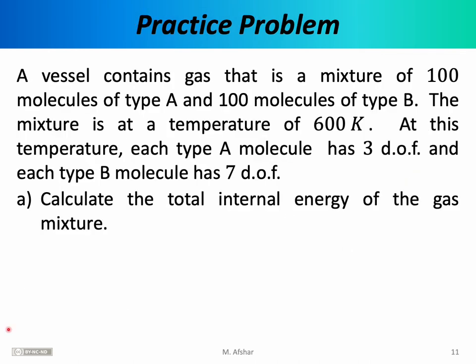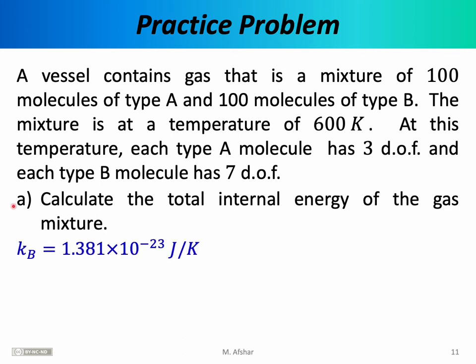Let's end this lecture with a practice problem using the equipartition theorem. A vessel contains gas that is a mixture of 100 molecules of type A and 100 molecules of type B. The mixture is at a temperature of 600 Kelvin. At this temperature, each type A molecule has 3 degrees of freedom and each type B molecule has 7 degrees of freedom. Although it's not going to be important for us, you can already guess that these type A molecules are probably just monatomic molecules because they have 3 degrees of freedom. And you can probably guess that these type B molecules are probably hot diatomic molecules because they have 7 degrees of freedom. For part A of this question, calculate the total internal energy of the gas mixture.